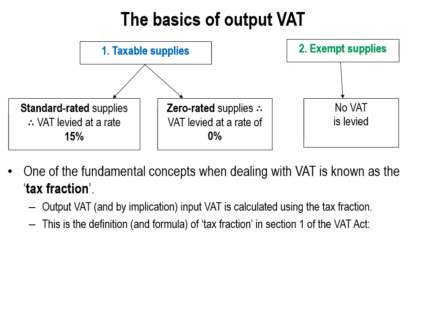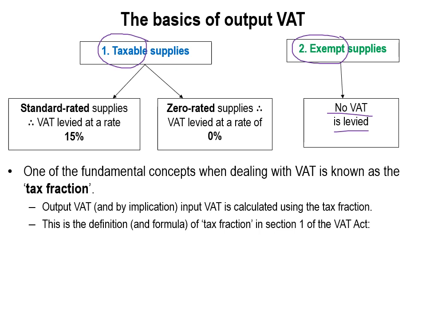One of the fundamentals of the basics of VAT is that in South Africa, we have two types of VAT supplies. We have taxable supplies and exempt supplies. Exempt supplies means that there's no VAT ever. So no VAT is levied, it's got no VAT consequences.